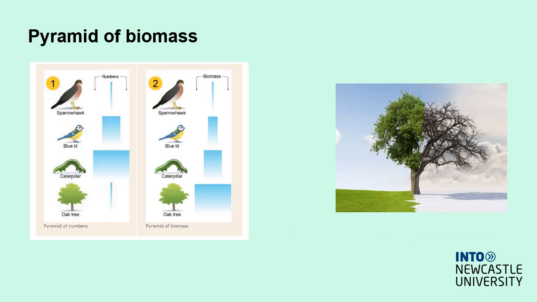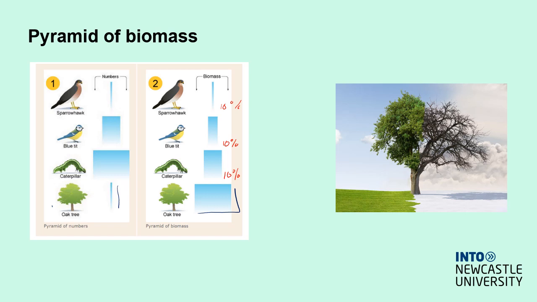Pyramids of biomass try to overcome the problem of a single large producer. So we've got a food chain on the left here: oak tree, caterpillar, blue tit, sparrowhawk. Pyramid of numbers, you've got one producer. But if you measure its biomass, so the mass of living tissue, one producer, but it's a big tree, so you end up with a pyramid shape. And pyramids of biomass always end up with a pyramid shape because you are measuring the amount of biomass over a set amount of time at each trophic level.